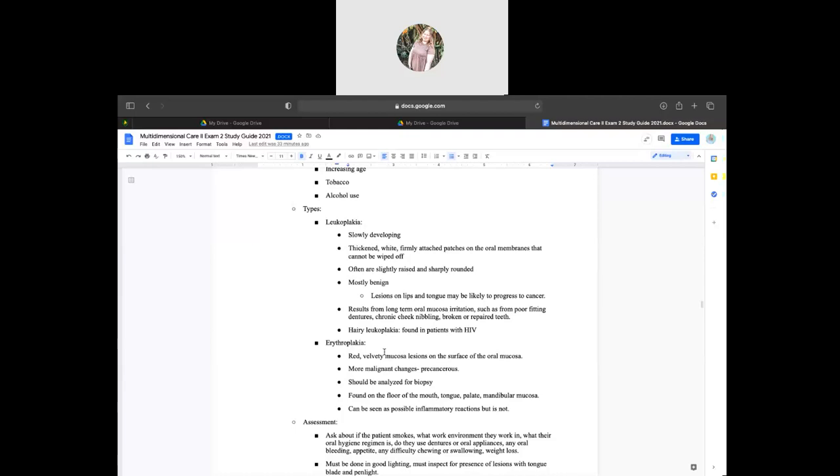Erythroplakia is going to be more your cancerous lesions. So they're going to be red, velvety mucosa lesions on the surface of the oral mucosa. More malignant changes indicate cancer may be occurring. These lesions should be referred for a biopsy. They can be found on the floor of the mouth, tongue, palate, mandibular mucosa, and they can be inflammatory reactions, but sometimes they may not. So we definitely need to get that biopsy to be sure it's actually cancerous.